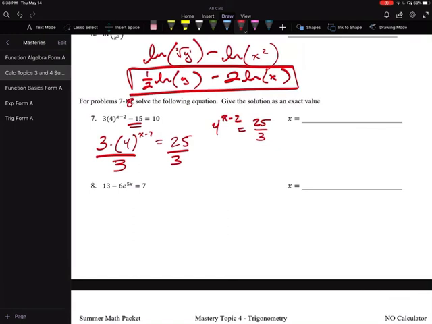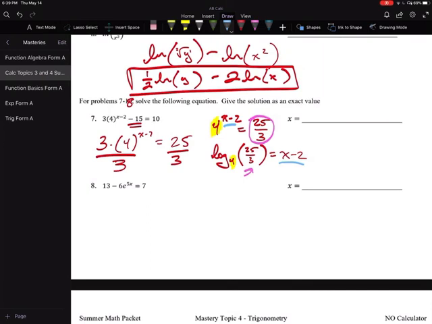You have to understand, if I want to get rid of a base of 4, the way to get rid of a base of 4 is using a logarithm with the same base. That means I'll have log base 4 of 25 over 3 is equal to x minus 2. You can see I took this base, and that turned into the base of the log. And I took this 25 over 3, and that went inside the log, which released x minus 2 by itself. You have to know that identity.